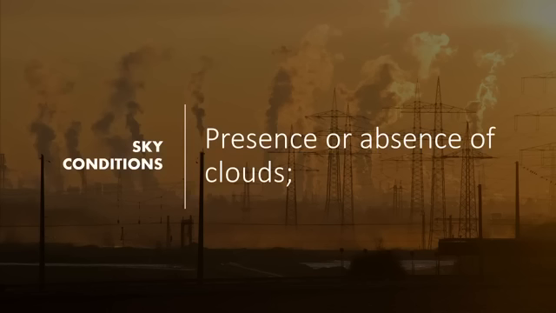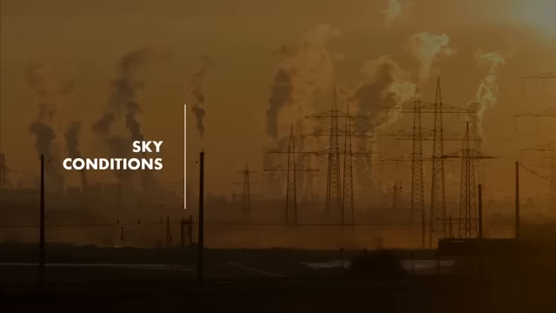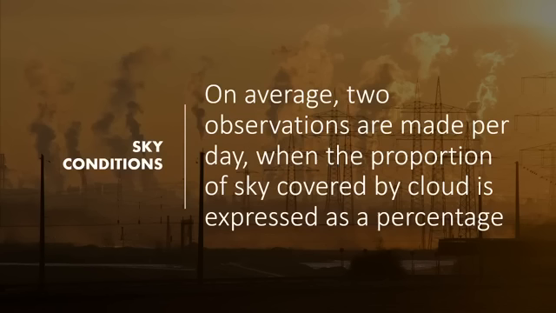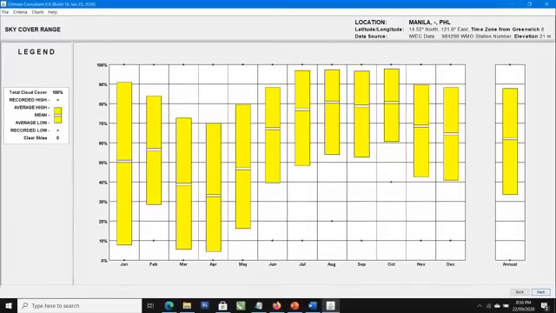Sky conditions is very basic. It's the presence or absence of clouds, so you actually measure them as well. On average, you get 2 observations during the day, and then you track the portion of the sky covered by the clouds, and it is expressed in percentage. So for example, when you say it's 100%, that means it's 100% covered by clouds. So it would look like this. Okay, so that's the sky coverage.